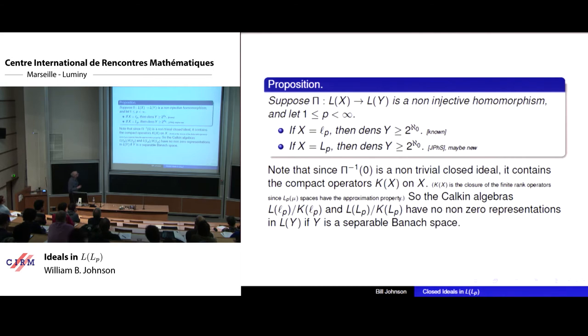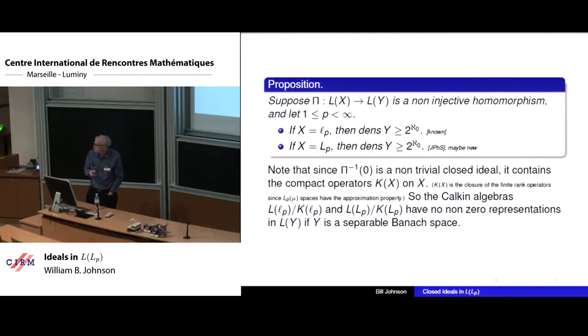So if you look at the Calkin algebra, which is what we usually call the bounded operators modulo the compact operators on any Banach space, that means that the Calkin algebras have no non-zero representations in L of Y when Y is a separable Banach space. Y has to have density character at least the continuum. Now, when you're talking about p equals 2, there's only one non-trivial closed ideal in the bounded operators on a separable Hilbert space, and that's the ideal of compact operators.